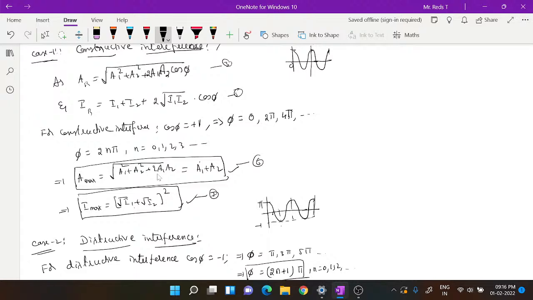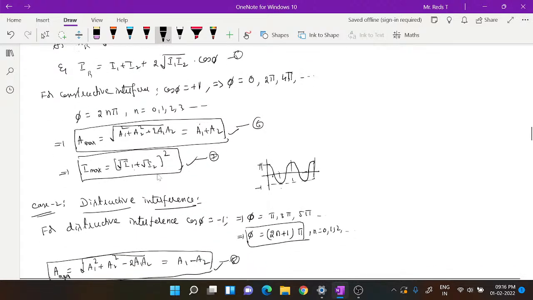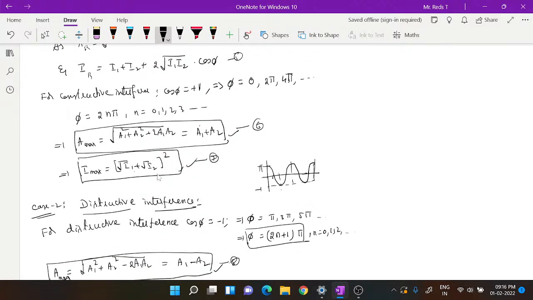For what value of phi can you get minus 1? We observe that for cos pi you will get minus 1, 3 pi will also give minus 1, and 5 pi also gives minus 1. That means for odd multiples, 1, 3, 5 multiples of pi, you get minus 1. So in general, you can say phi is equal to (2n plus 1) pi, where n equals 0, 1, 2, 3, and so on. You get the cos value as minus 1, and hence the minimum value of amplitude.